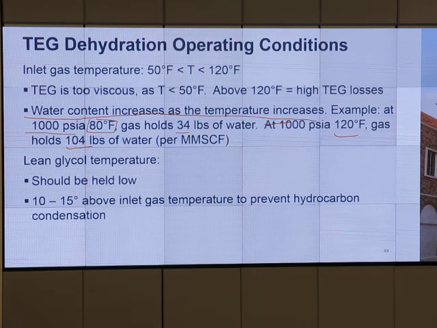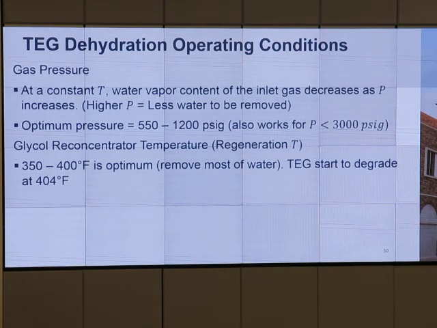Okay. Lean glycol temperature should be low. So cold glycol is good at capturing water. It should still be 10 to 15 Fahrenheit above inlet gas temperature to prevent hydrocarbon condensation. If your inlet gas comes in hot and gets cold, then it can condense.